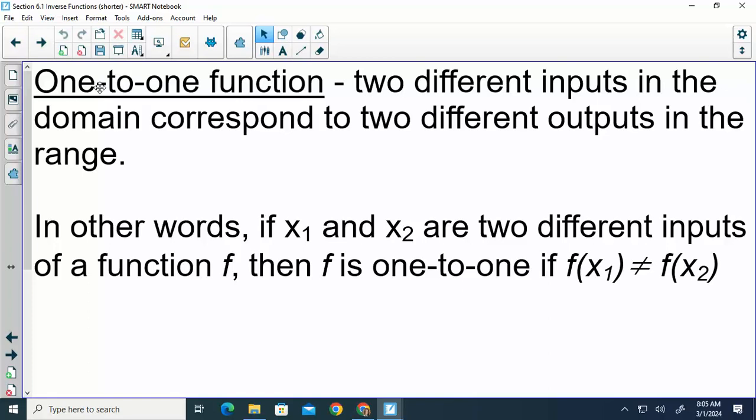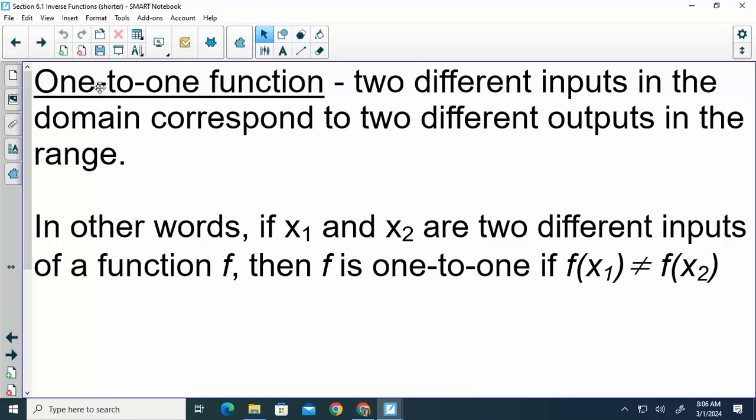If it is one-to-one, then the actual definition says two different inputs in the domain correspond to two different outputs in the range. What that's saying is if you put in two different x's, you're going to get out two different y's. In other words, y will never repeat. So function is x doesn't repeat, one-to-one is y doesn't repeat. In other words, if you have two different x's, they have to give you different y's.